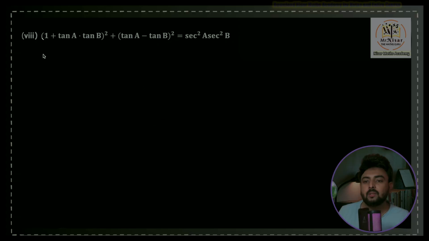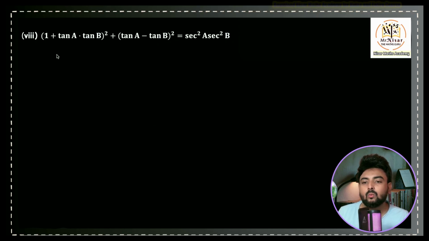So the next question we have is (1 plus tan A into tan B) whole square plus (tan A minus tan B) whole square. We have to prove this as sec square A into sec square B. Okay, no problem. Let's try to solve this question.